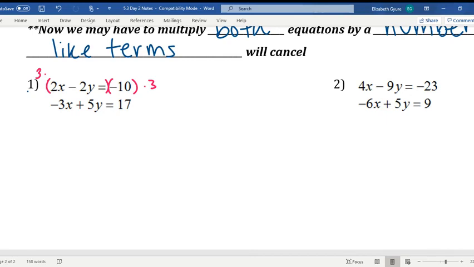Yep. Okay, so we're going to multiply this entire top equation by 3. So 3 times 2x is 6x. 3 times negative 2y is negative 6y. Put your equal sign. And then 3 times negative 10 is negative 30.